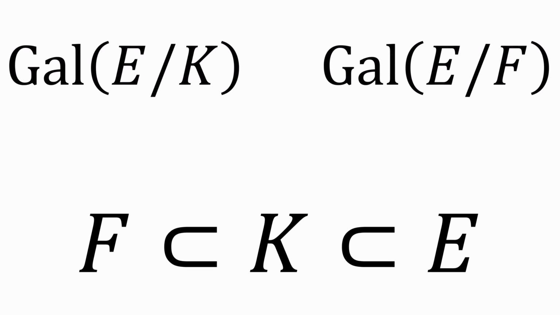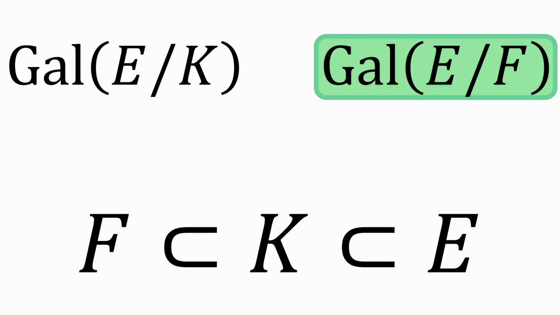Suppose I have three fields. F is a subfield of K, and K is a subfield of E. Then consider the Galois groups of E over K and E over F. If sigma is in the Galois group of E over K, then it's an automorphism on E, which leaves all of K unchanged. But since F is a subfield of K, sigma must also leave all of F unchanged, meaning sigma is an automorphism on E, which leaves F unchanged. That is to say, sigma is in the Galois group of E over F.